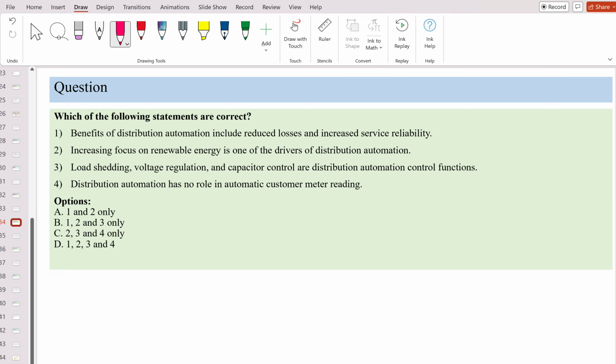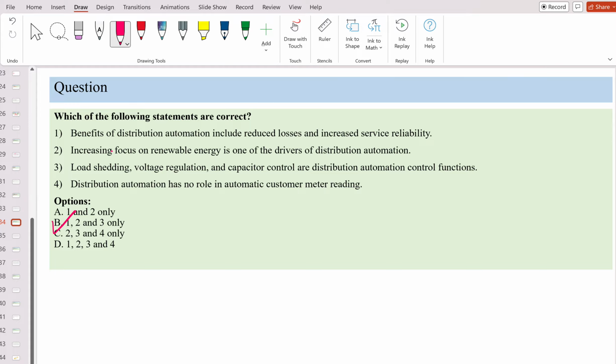Okay, I got option B as the answer. Let's wait for 10, 15 more seconds. Okay, that is correct. It means option B is correct.